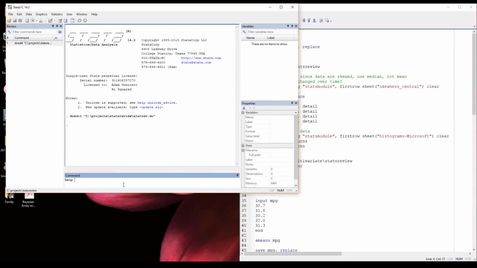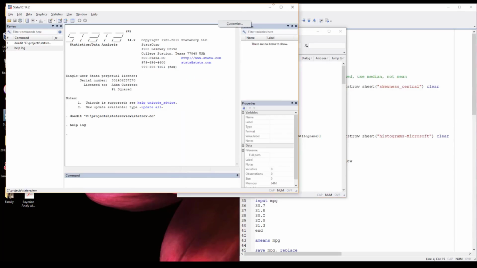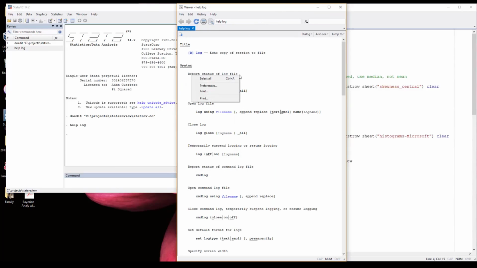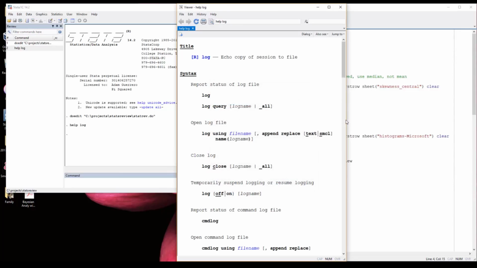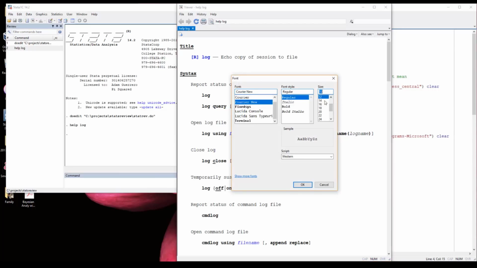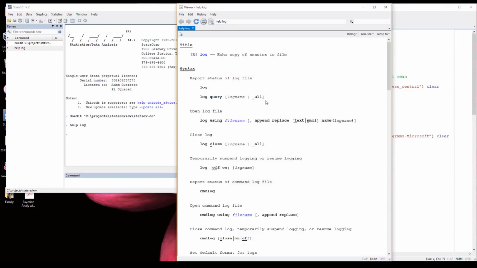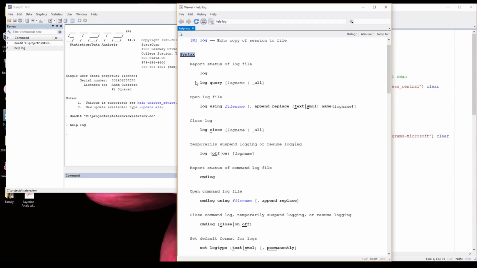If you want to learn more about a particular command, just type in help and then the name of that command. And this is the help file for the log command. That's actually a little large, so I'll go to 12. Under the title, you'll see the manual that contains this particular command. You'll see the syntax, and you'll see all of the different ways that you can use this command.